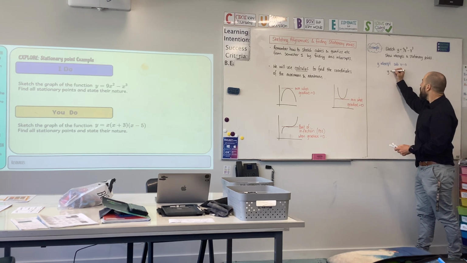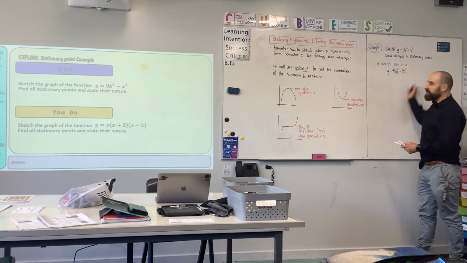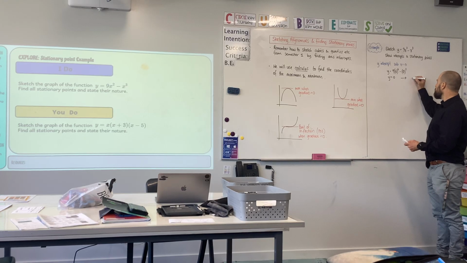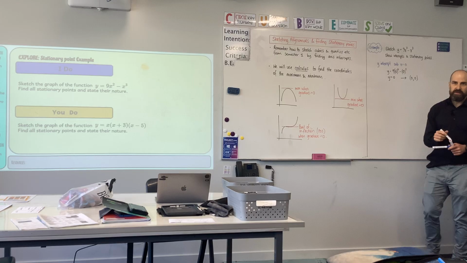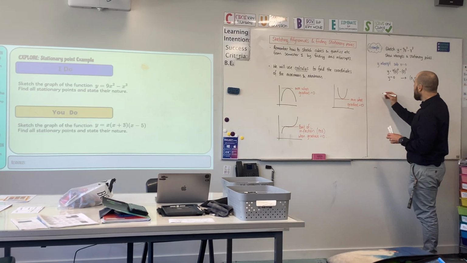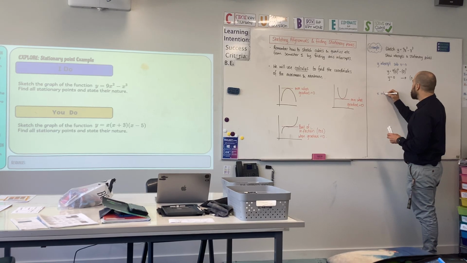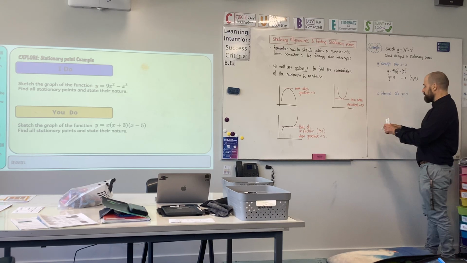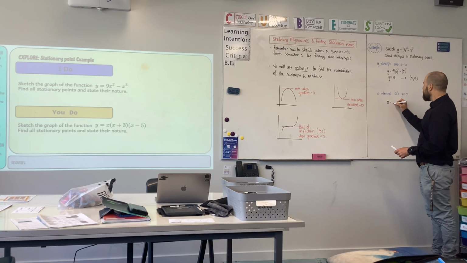So I get y equals 9 times 0 squared minus 0 cubed, which is y equals 0. So it follows that when x equals 0, y also equals 0. That's one point. How do we find the x-intercept? Y equals 0, so 0 equals 9x squared minus x cubed.